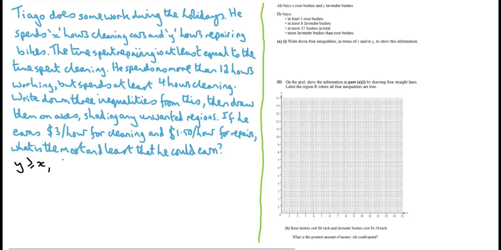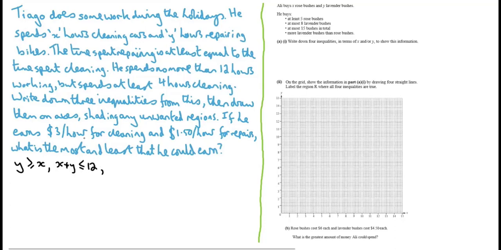Then next we have that he spends no more than 12 hours working, so that's in total. Therefore, if you were to combine the number of hours spent cleaning and the number of hours spent repairing, that is to say X add Y, that would at most be 12. Therefore, the X add Y is less than or equal to 12. It could be less than it, and it can be 12 itself, but it's not more than it.